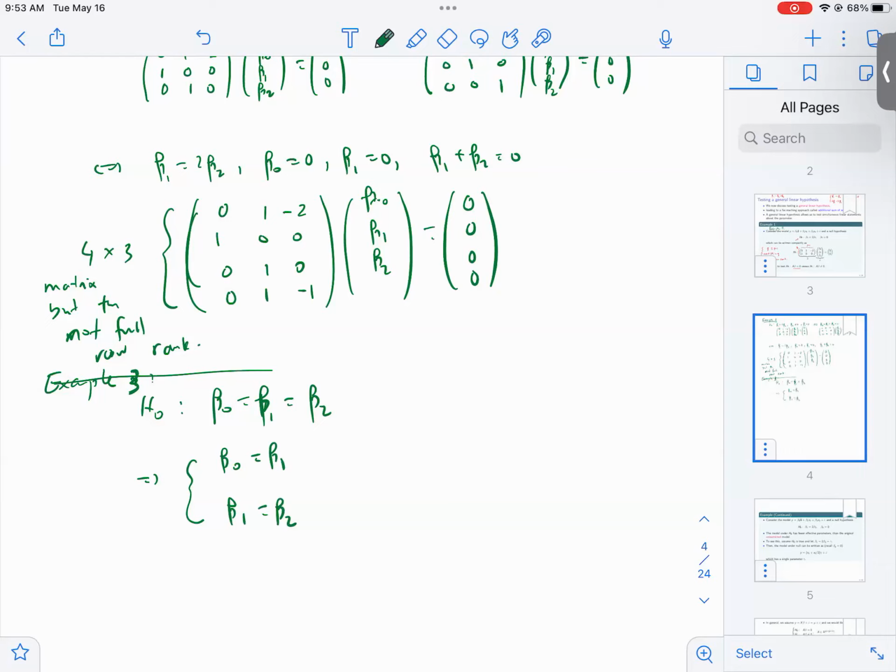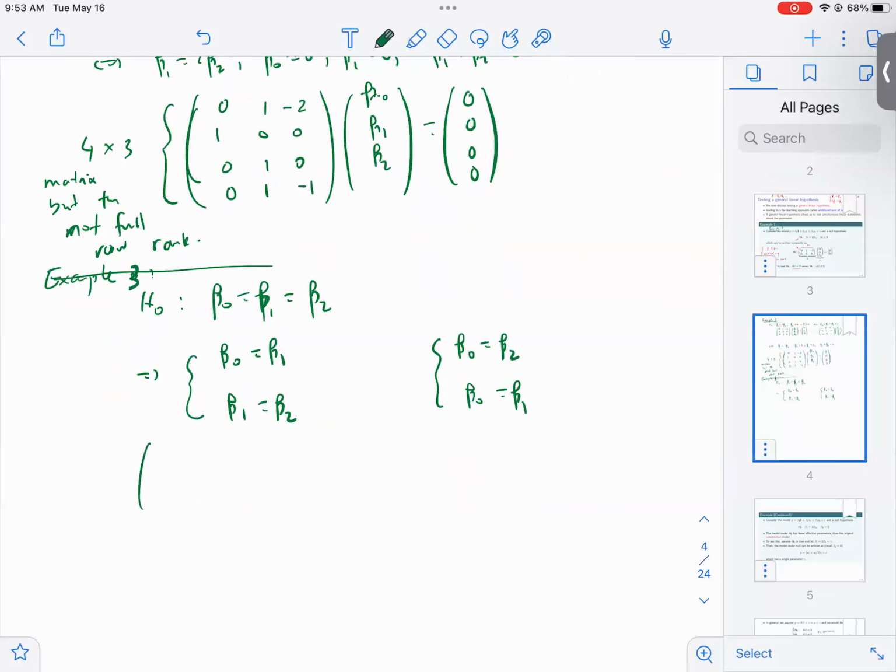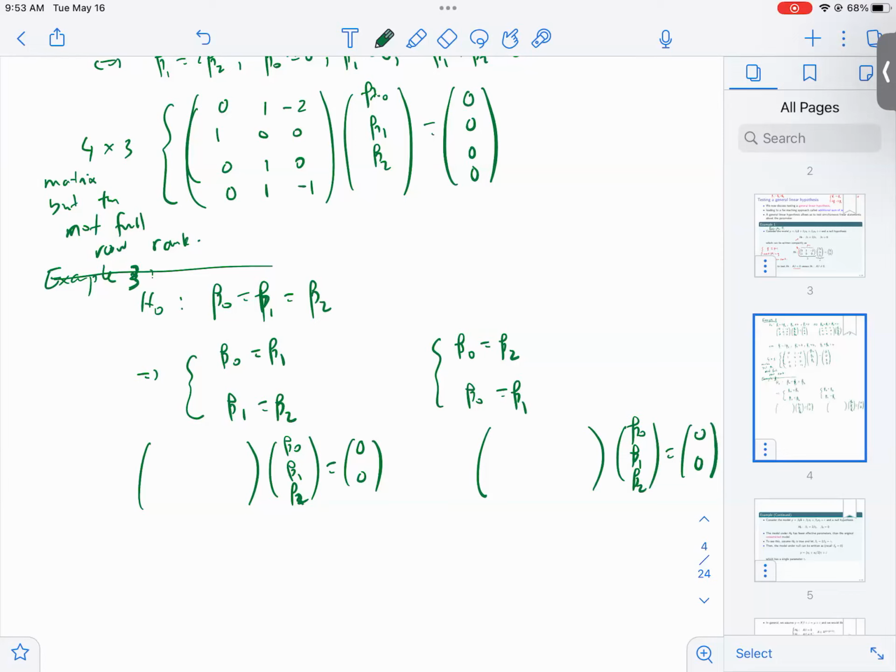If I write this, then this is implied. But I can, for example, write something like that, and then beta 0 equals beta 1. That's another way of writing it. So if I do this, what would be my A matrix?